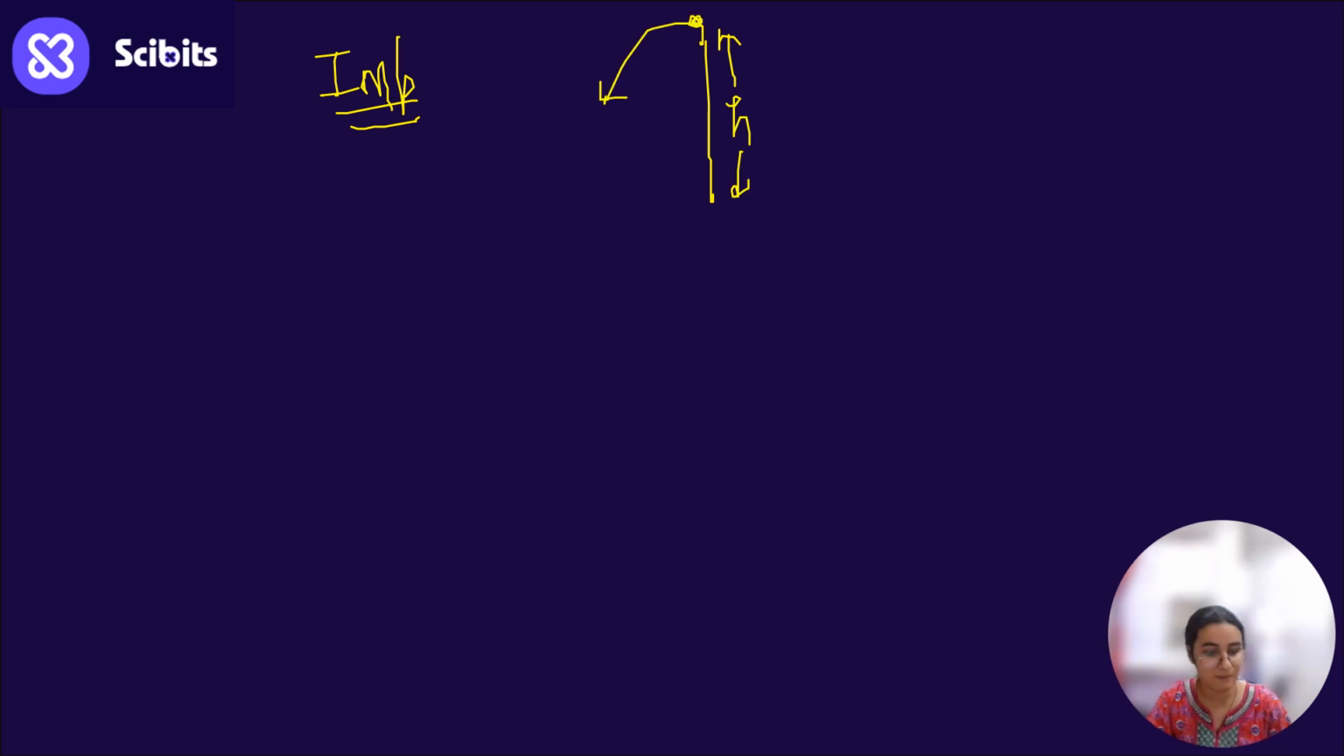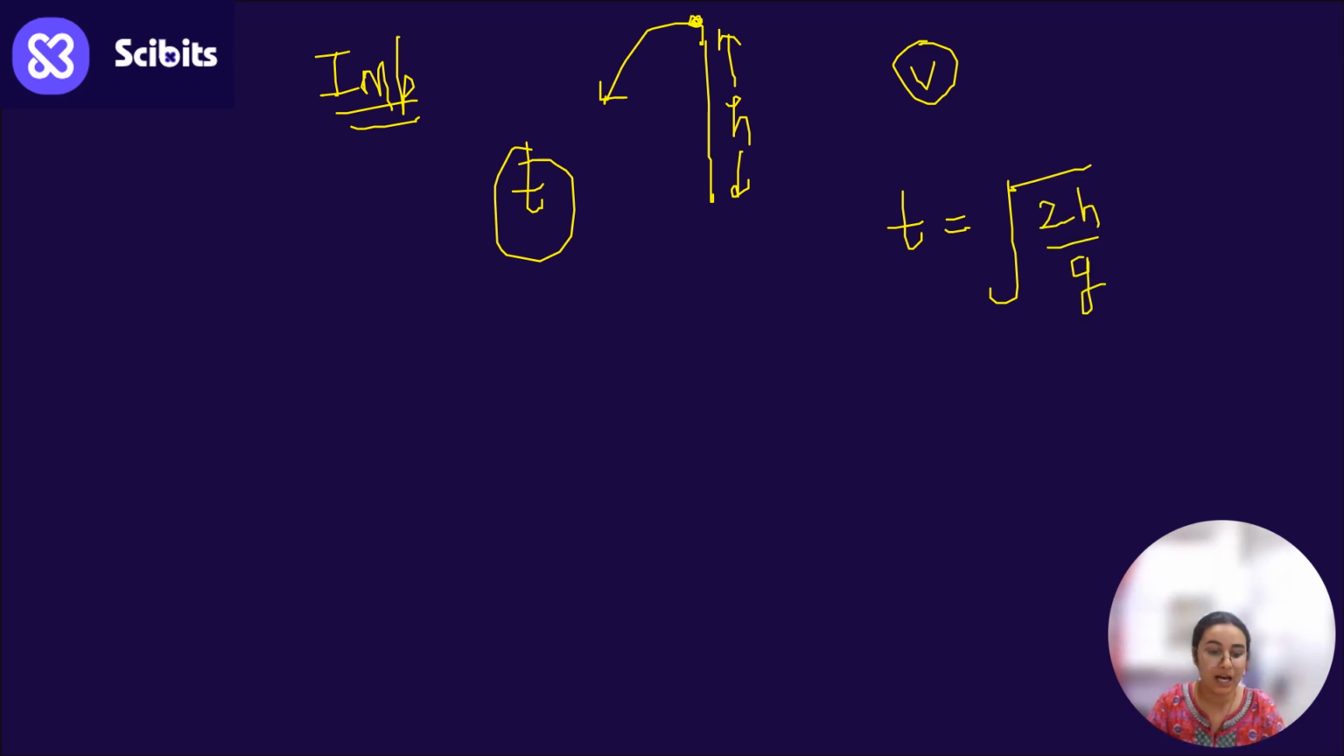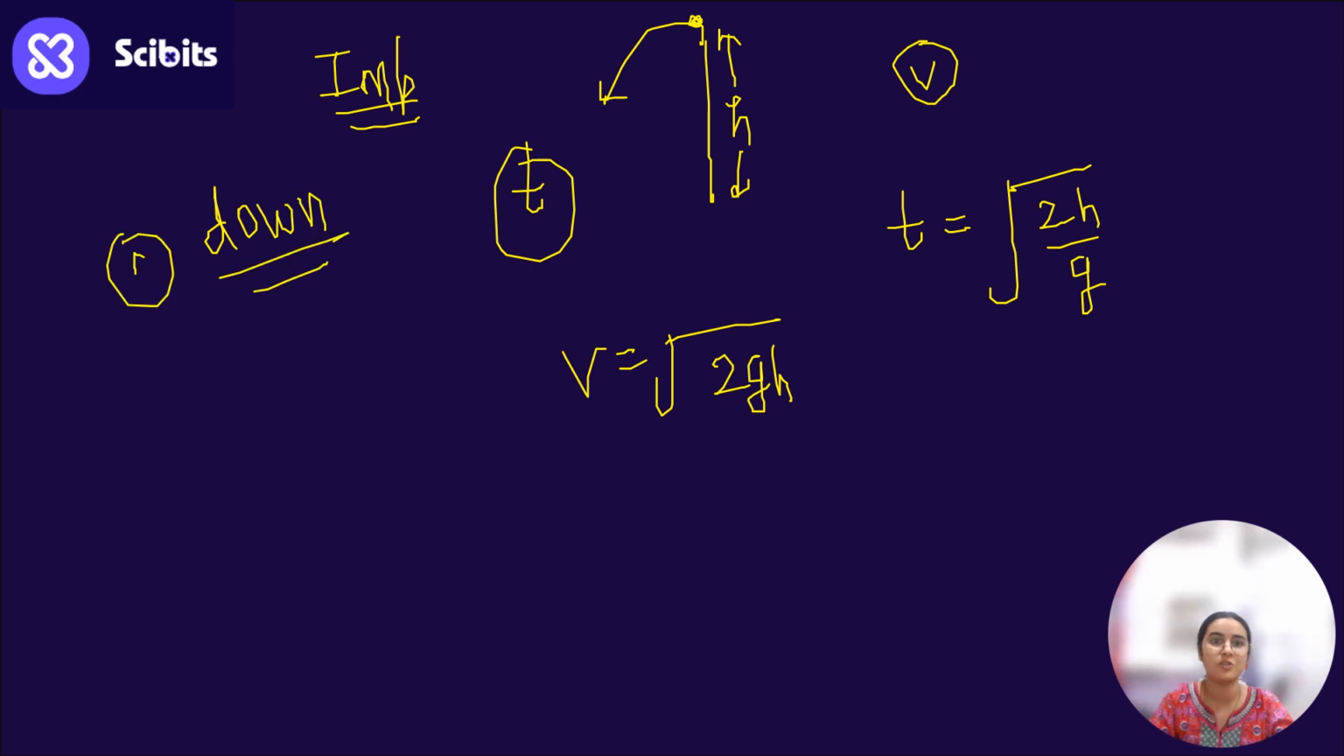And there are a few important results about it. This is important, pay attention. If an object is dropped from height h, and it reaches the ground in time t, seconds, and the velocity of the object was v, how will you calculate velocity or time? To calculate time, you will use the formula t = root(2h/g), and to calculate velocity, you can use v = root(2gh). Great. So this was for the downward motion, where the object was dropped.